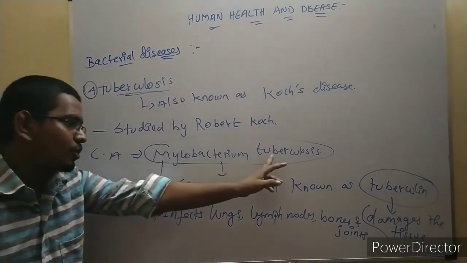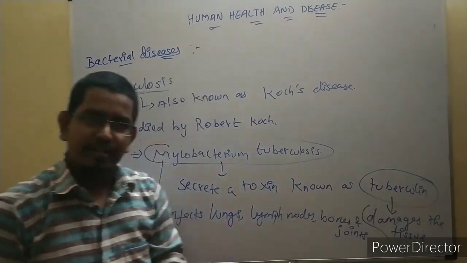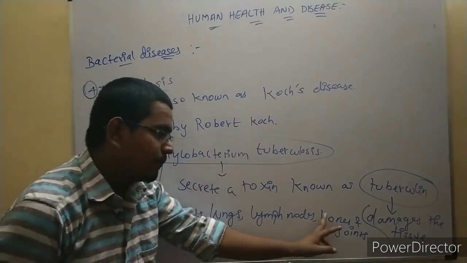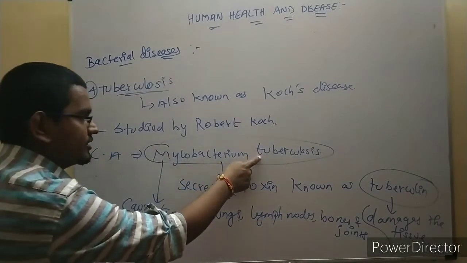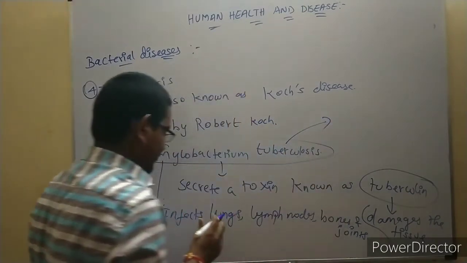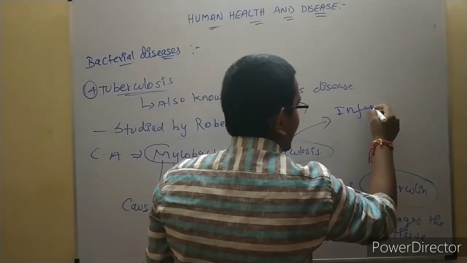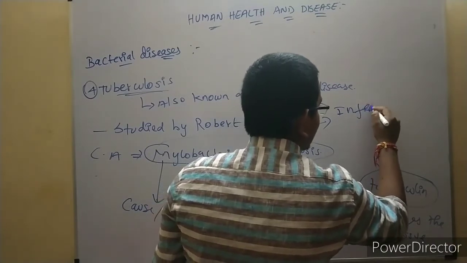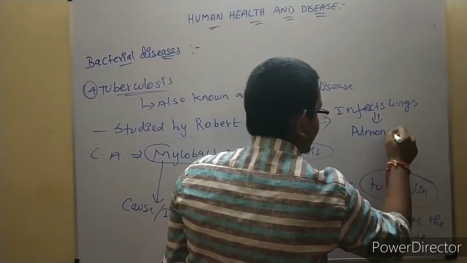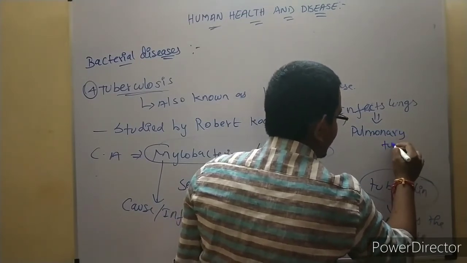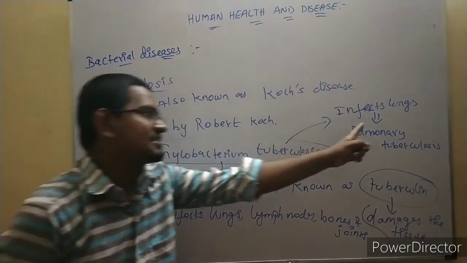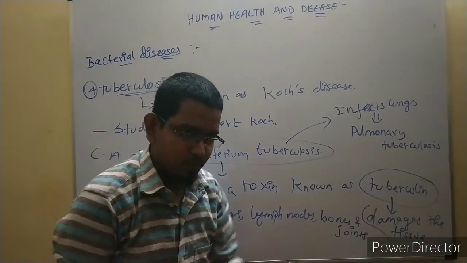So this Mycobacterium tuberculosis will secrete a toxin which is known as tuberculin. Tuberculin damages the tissue, and Mycobacterium tuberculosis infects lungs, lymph nodes, bones and also joints. If Mycobacterium tuberculosis infects the lungs, then it is known as pulmonary tuberculosis.